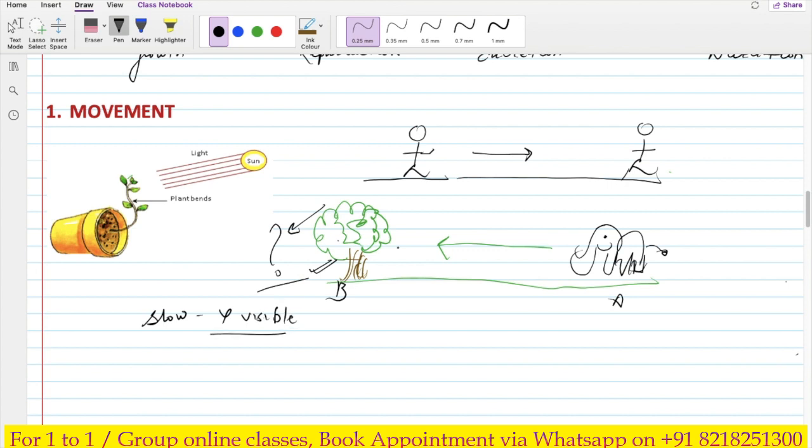Now you can see that if a person is going from one place to another, you can see it. If an elephant is going from one place to another, you can see it, because here the whole organism is going from one place to another. But let's see this example.